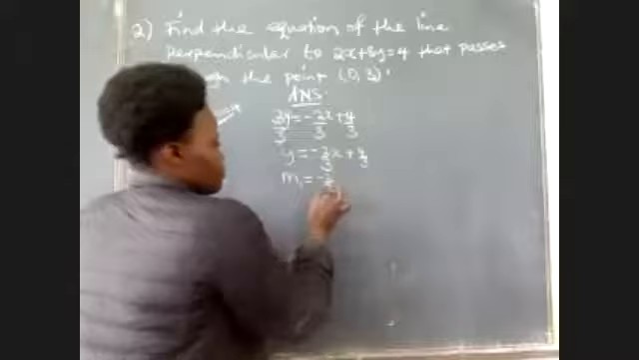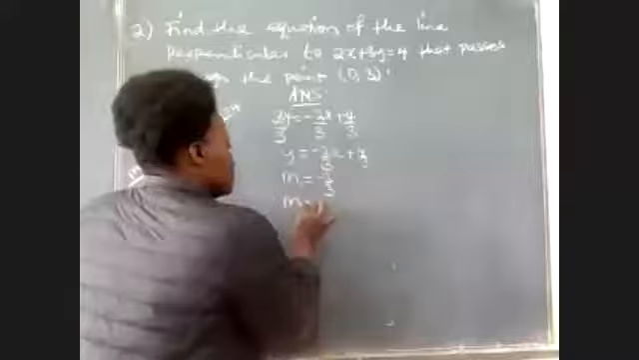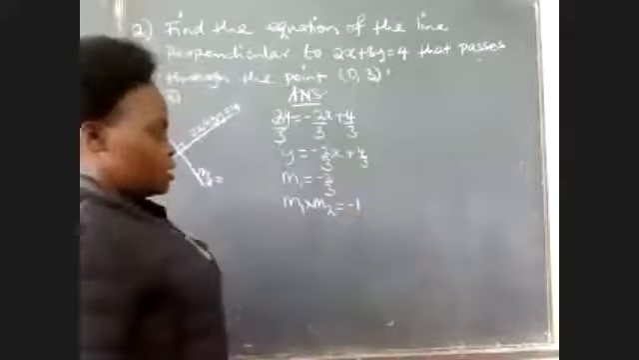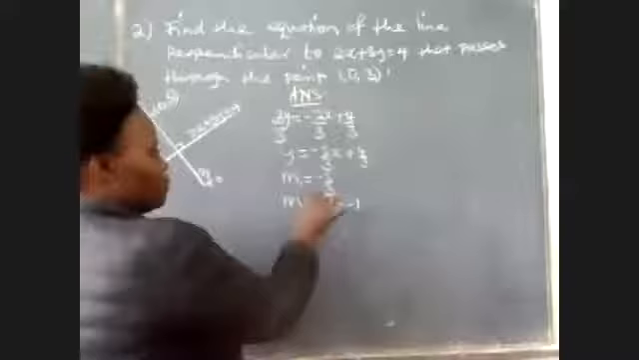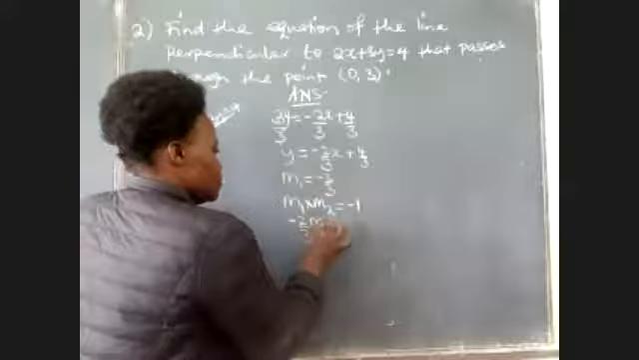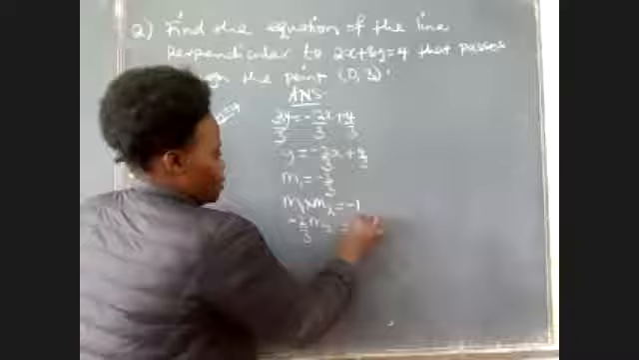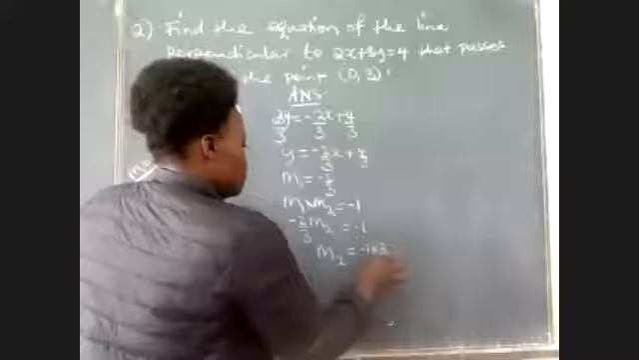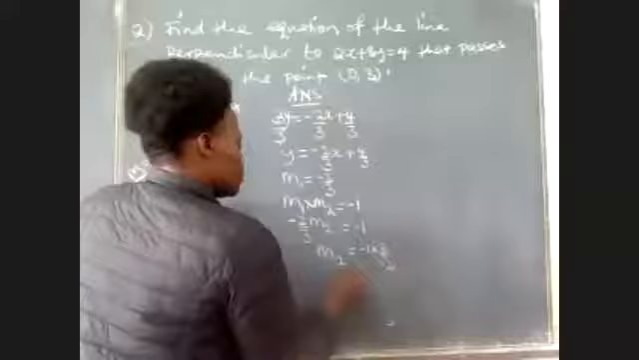Good. And then you have M1 times M2 is equal to negative 1. So M1 is negative 2 out of 3. M2 is equal to negative 1. For me, I multiplied all sides by the reciprocal and I got M2 is equal to negative 1 times 3 out of negative 2. So what is M2? M2 is 3 out of 2. Thank you. So that is M2.